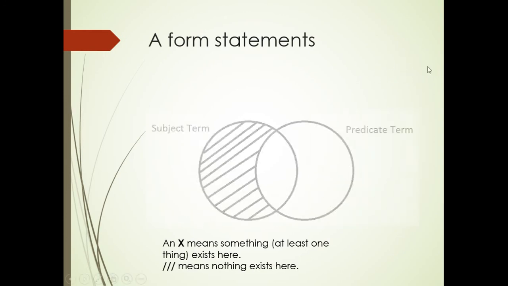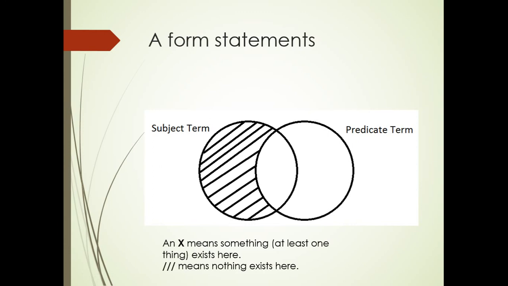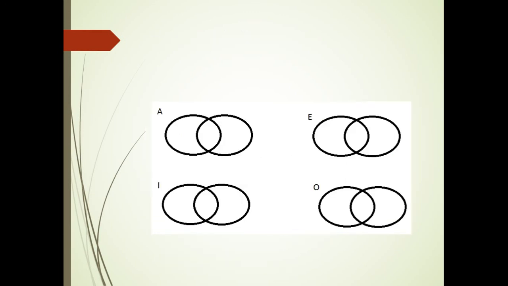And so here is the A-form statement. You have the subject term on the left, predicate term on your right, and the shading goes on the left side of the left circle, or in other words, in space 1. All right, let's take a look at all 4 of these now. So if you have the A form up top left, the E form top right, the I form bottom left, and the O form bottom right, the way the shading will always look is, for the A form, you'll always shade the left side of the left circle. The E form, you'll always shade the middle section where the 2 circles overlap. The I form, you'll always put an X in the middle. And the O form, you'll always put an X on the left-hand side.